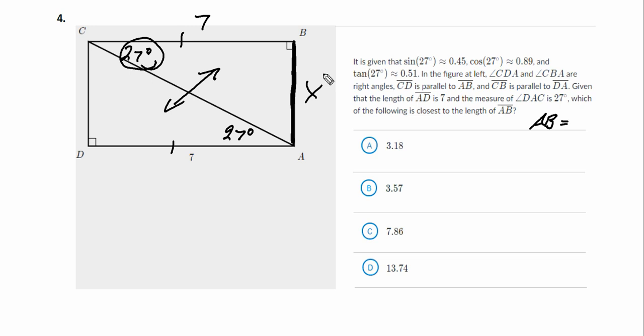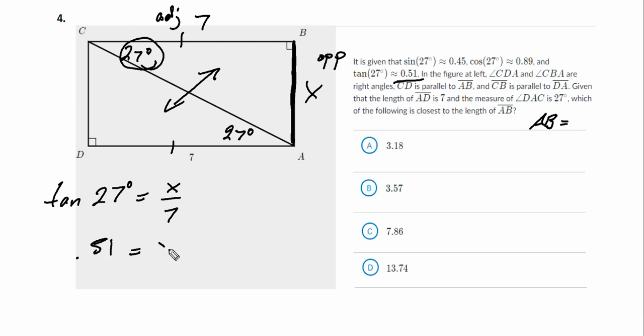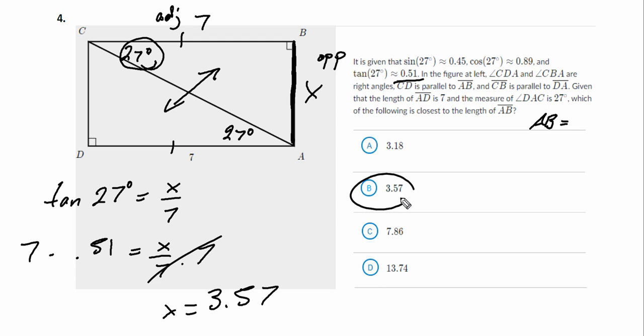With respect to that 27-degree angle, x would be the opposite side. 7 would be the adjacent side, and opposite over adjacent refers to tangent. So tangent of 27 degrees equals x on 7. And it tells us, hey, let's use 0.51 for tangent of 27 degrees. So that's 0.51 equals x on 7. And then from there, we just have to multiply by 7 on both sides. So if we do 0.51 times 7, we get 3.57. So that would be B.